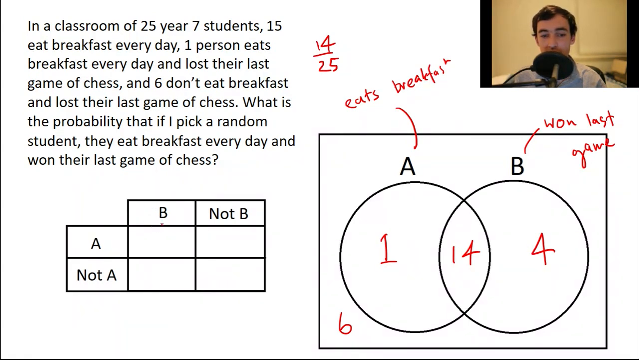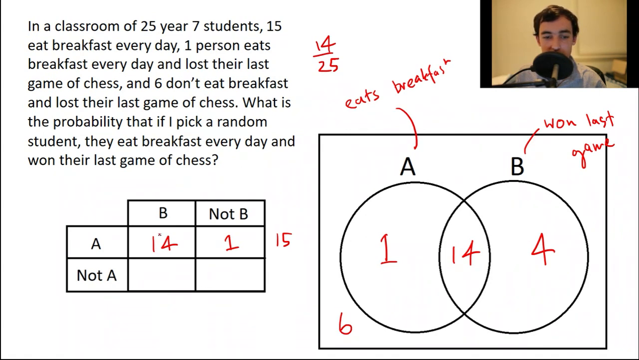So these two boxes match up with circle A. These two boxes match up with circle B, and this box matches up with neither. So this is B and A over here. So that's 14. This one is A, but not B. So that's A, but not B. That's the 1. And you can actually write the totals over here. So this is the total of A.